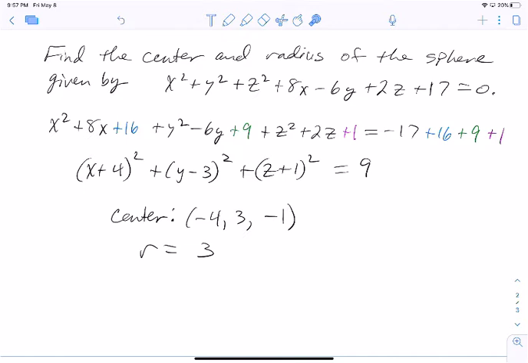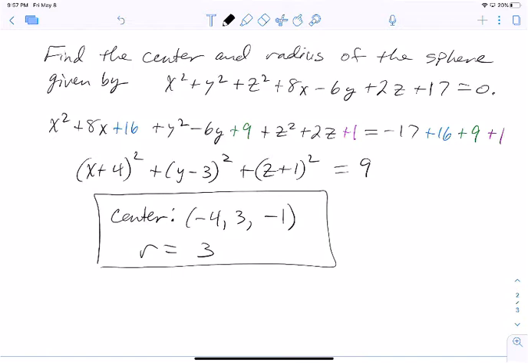And the factoring is x plus 4 the quantity squared plus y minus 3 the quantity squared plus z plus 1 the quantity squared is equal to 9. Remembering that we change the sign on what's in parentheses when we are finding things like a center of a radius or the vertex of a parabola, we get that the center is -4, 3, -1, and the radius is the square root of 9, 3.